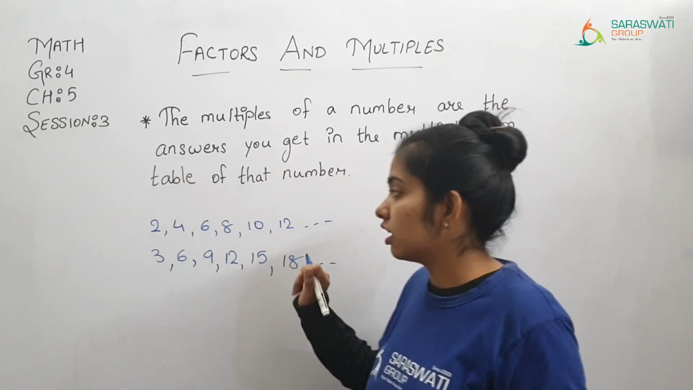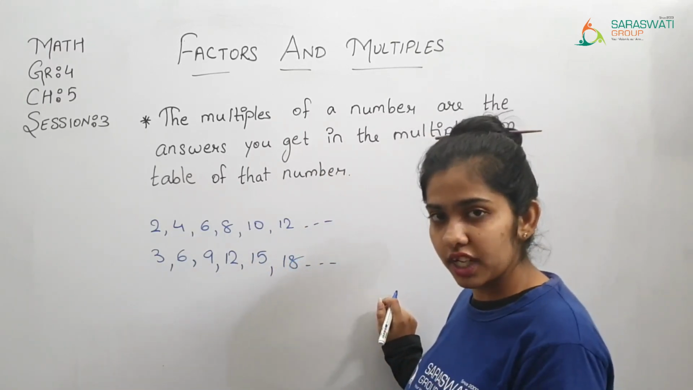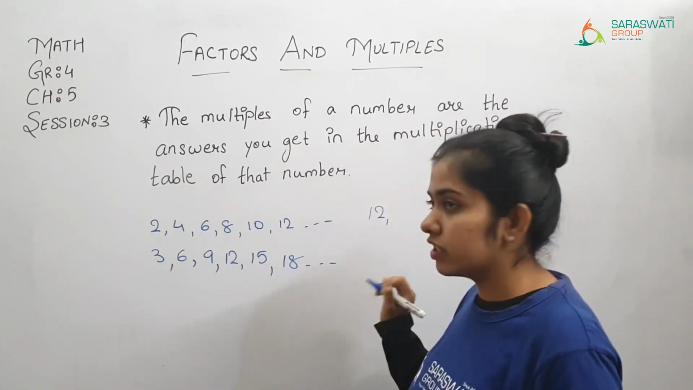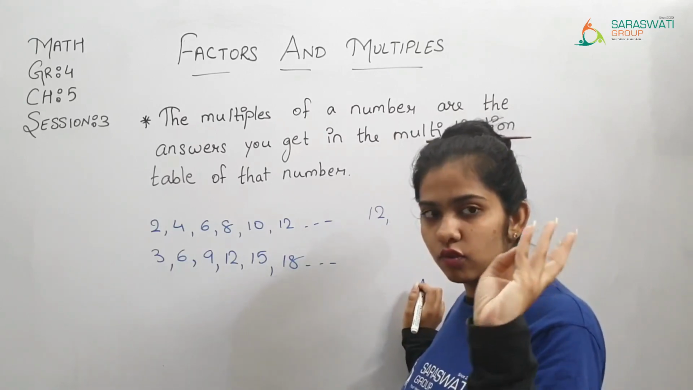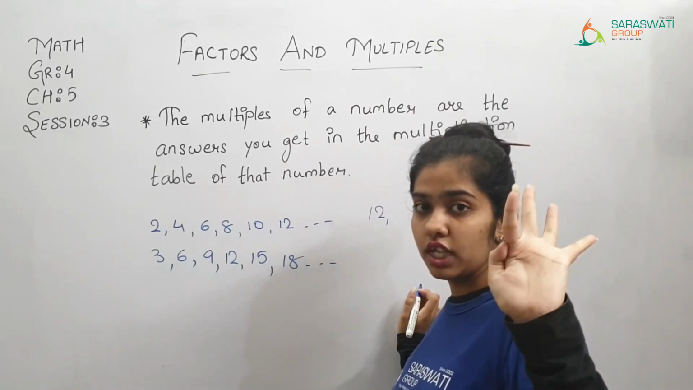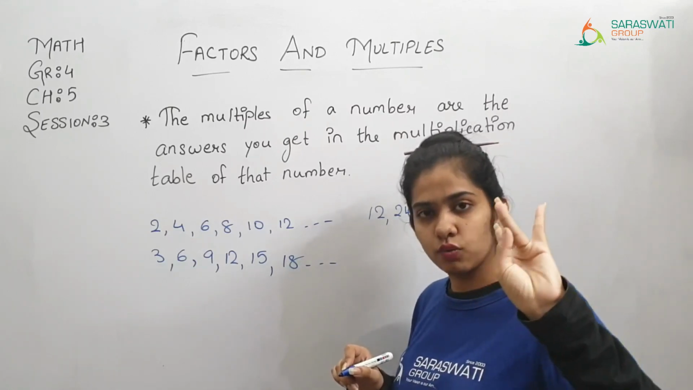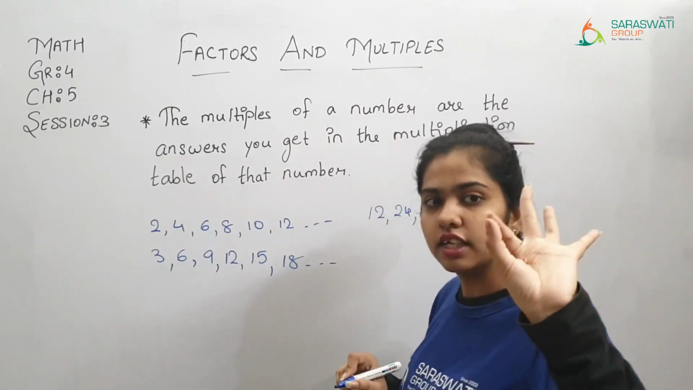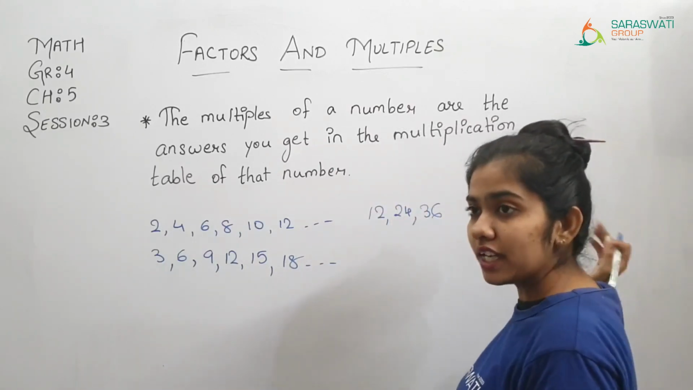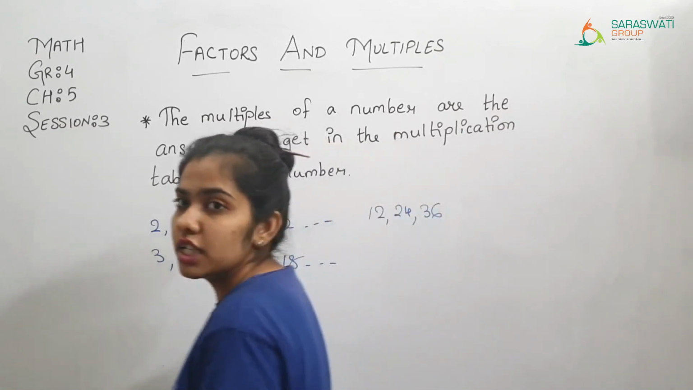Now if you want the multiples of 8, or else 12, right? Okay, we are supposed to find the multiples of 12. So 12, then add 12 each time: 24, then 36. In this way you can add 12 each time, or else if you know the table of 12 directly, you can write the answers directly.